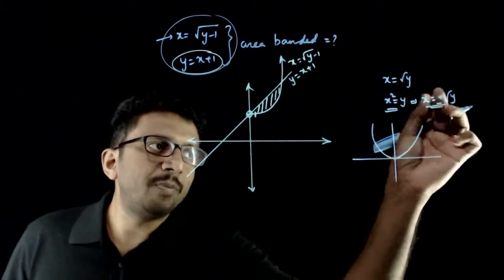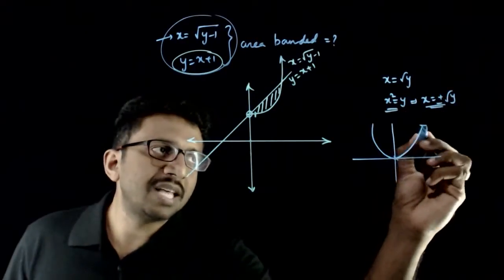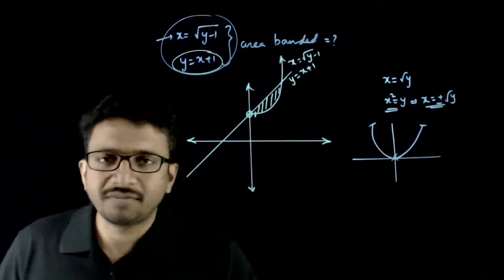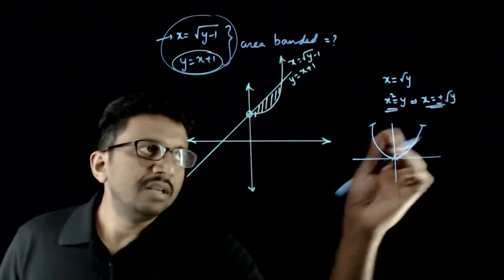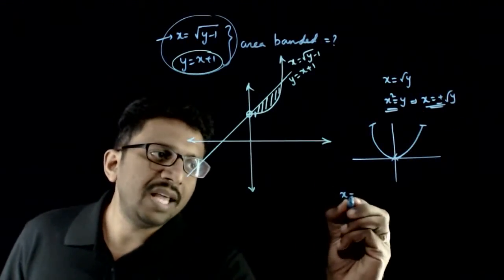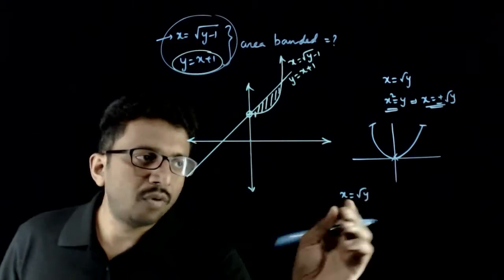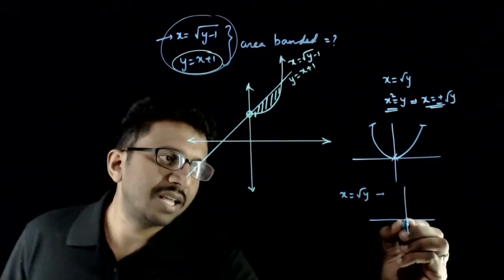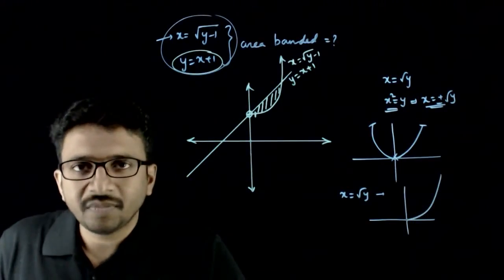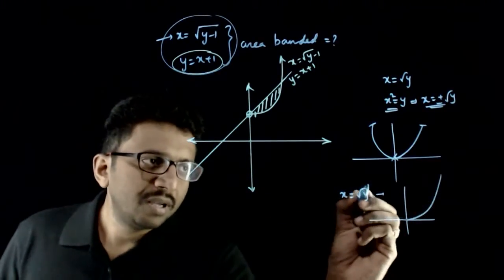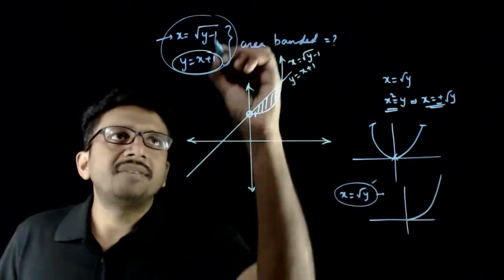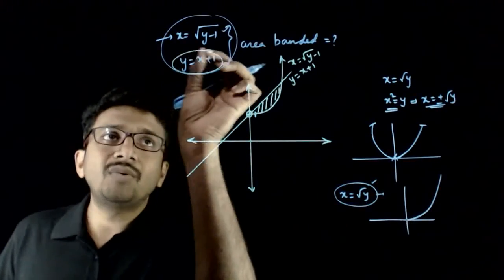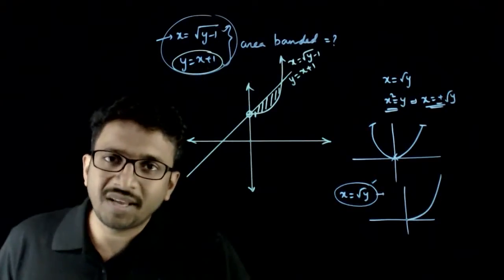Now x equal to plus root y represents this half of the graph and x is equal to minus root y represents this half of the graph. So if you want only x is equal to plus root y, the graph will be something like this. Now, what is the difference between this graph and this graph? This is x is equal to root y. x is equal to root of y minus 1 is the required graph.